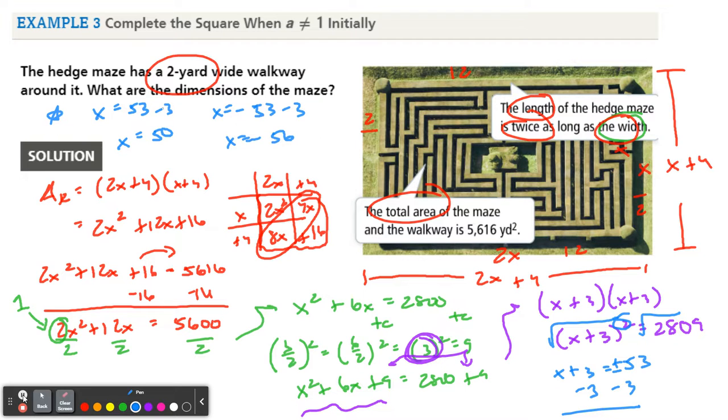This x, right, is going to be a dimension. You can't have a negative dimension, so this can't be right. So we know that x must be 50. The width must be 50 yards. The length is twice that. Twice 50 is 100. So the width and length are 50 yards by 100 yards.